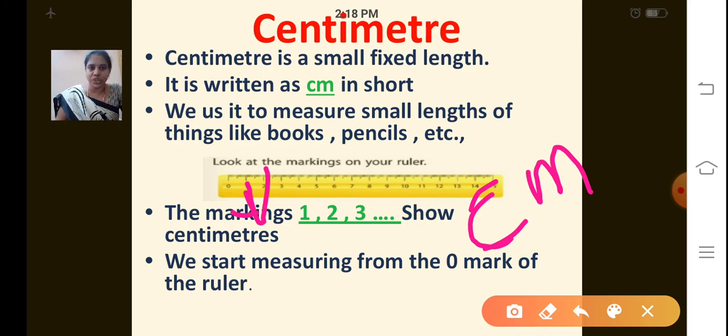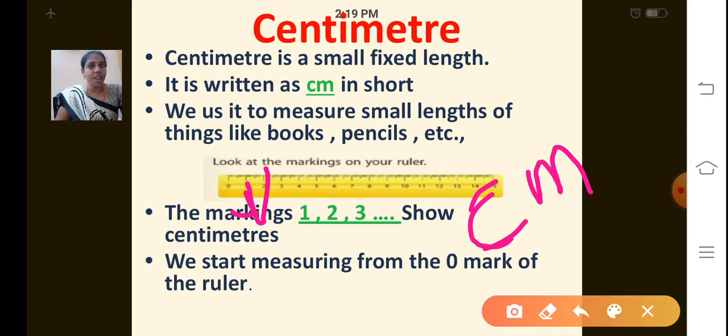We start measuring from the 0 mark of the ruler. From where do we have to start? Yes, we have to start from the 0 marking. How will you measure the length if the object is very small? Yes, with centimeters. We can use a ruler to measure. If the object is very small, we can use a ruler.